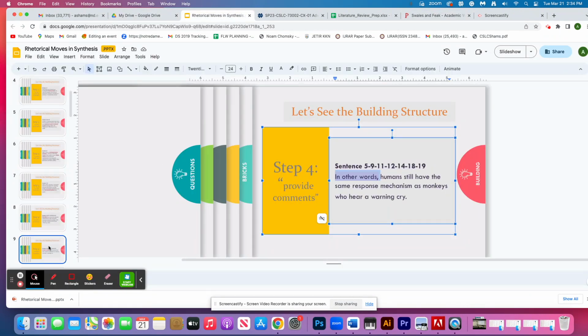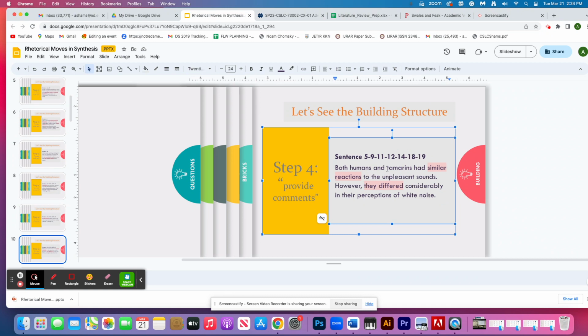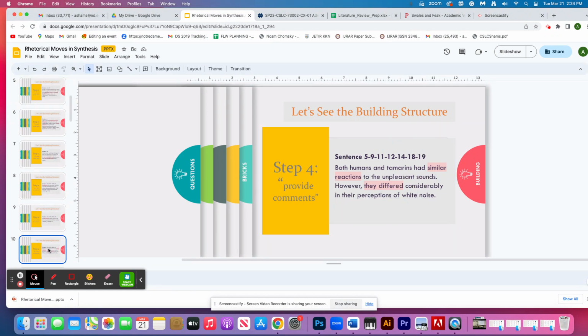In sentence 11, both humans and tamarins had similar reactions. Similar reaction, that means the writer is synthesizing, commenting. However, they differed considerably. So it's also a comment. So these are the keywords that establish that it was a comment.